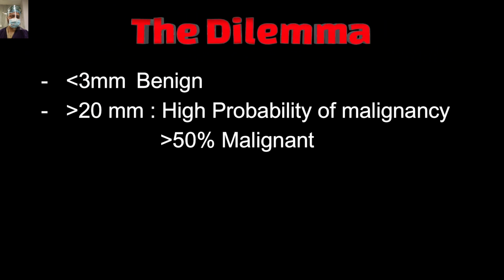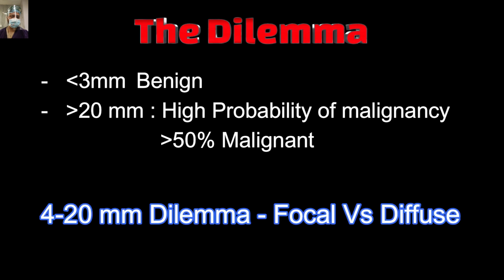So we left our discussion at the point of what is the dilemma. So friends, as I said, less than 3 mm gallbladder thickness is clearly benign, and if it is more than 20 mm, then we are dealing with malignancy unless proved otherwise, because chances of malignancy are more than 50%. But a gallbladder thickness of 4 to 20 mm is the dilemma, and it is mainly the focus of this evaluation. And again, it depends on the focal and diffuse pattern that we will discuss as the video progresses.